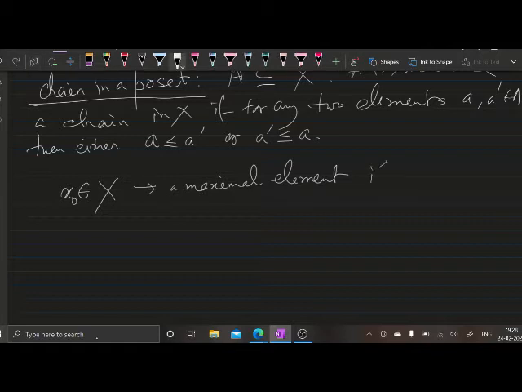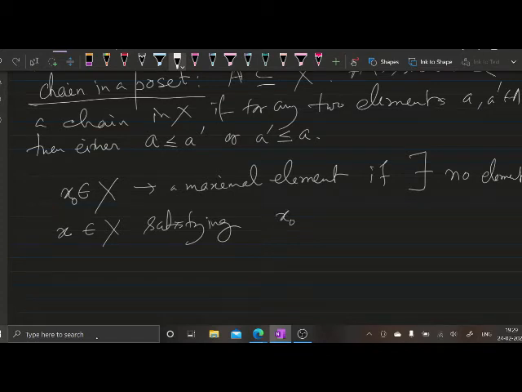Maximal element if there exists no element small x belonging to X satisfying x naught less or equal to x, x naught not equal to x. If you cannot find any small x belonging to capital X so that x naught is less or equal to x, x naught not equal to x, then you can say that x naught is a maximal element of capital X.